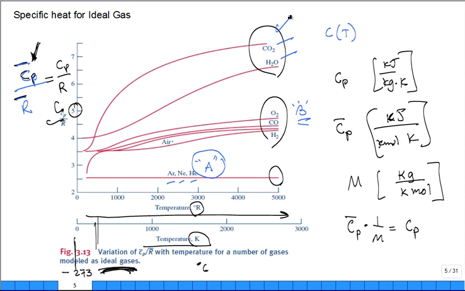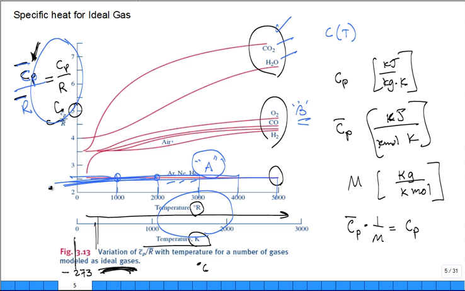So which one has the strongest variation of specific heats with temperature? The more complicated molecule. Which one doesn't have a variation of specific heat with temperature? All of the monoatomics. They're flatline, meaning no matter if I evaluate at 1,000, 2,000, 3,000, 4,000, 5,000, I get the same value. Does that mean it's strongly temperature dependent or not? It is not. It is a constant.